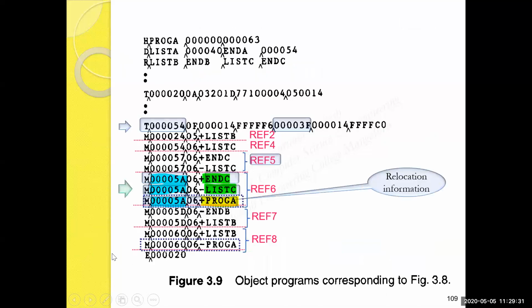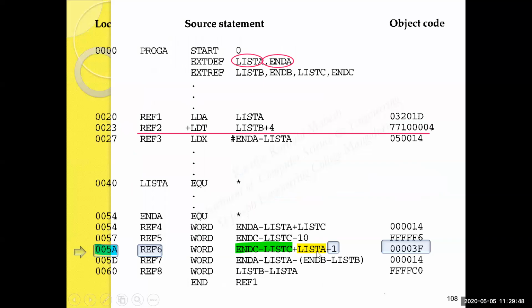So the address is 5A. At the location 5A, add ENDC, subtract LISTC, and add the starting address of program A. This indicates the relocation, while the other two indicate linking information. It's very important. I have highlighted this in yellow, indicating that the value that is inserted for LISTA is only a relative value, not the actual value. The actual value is obtained once the actual starting address for program A is obtained. So at the time of linking, the actual starting address for program A has to be added to LISTA.